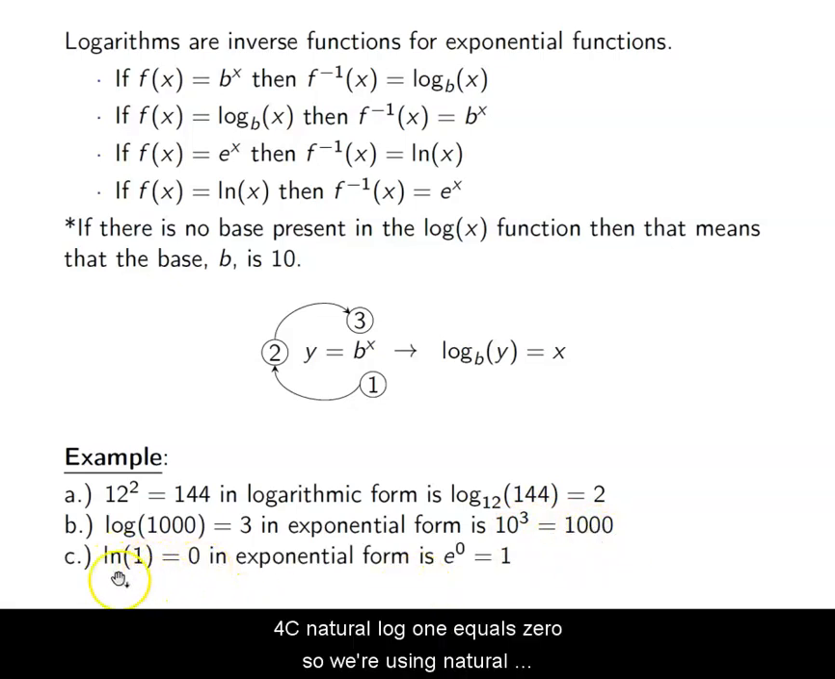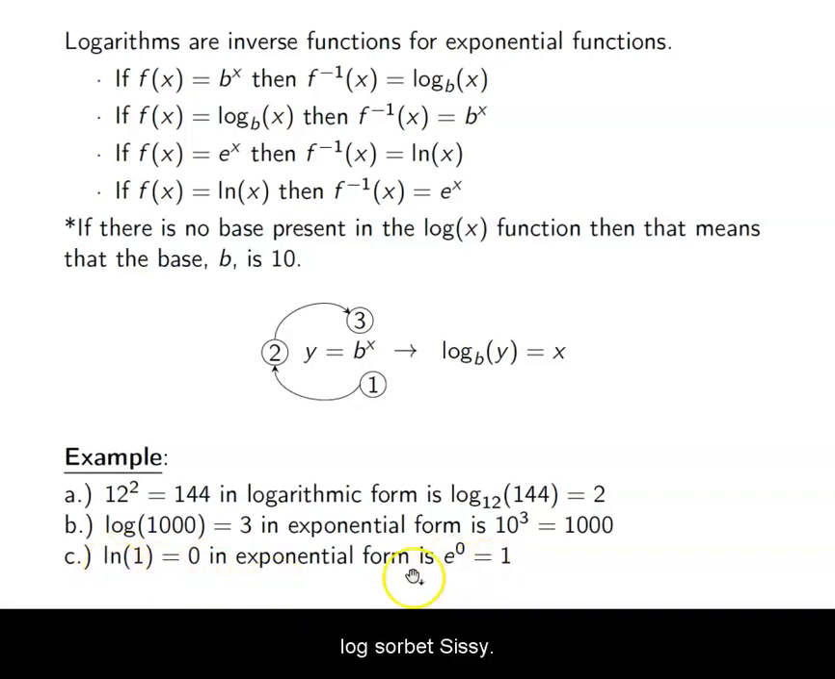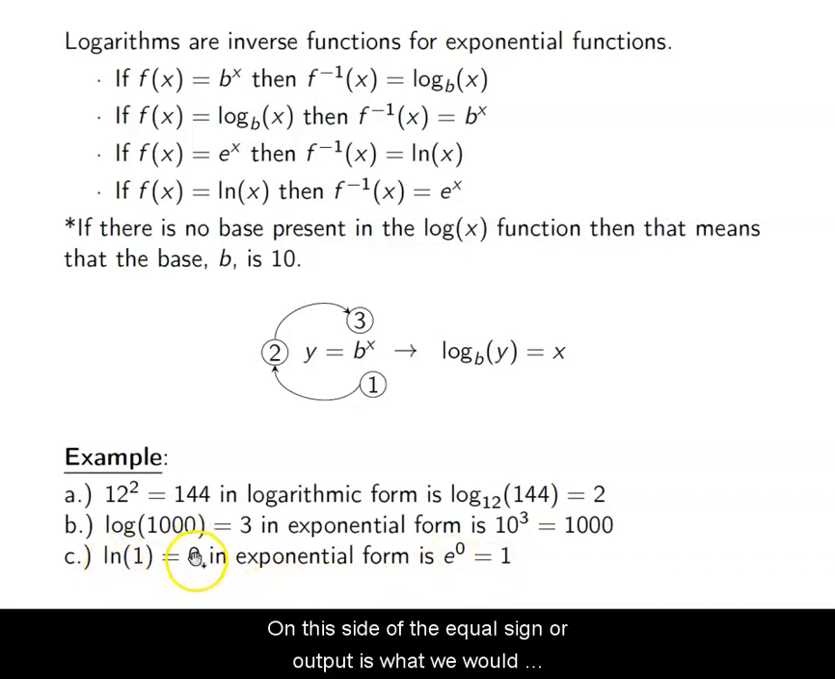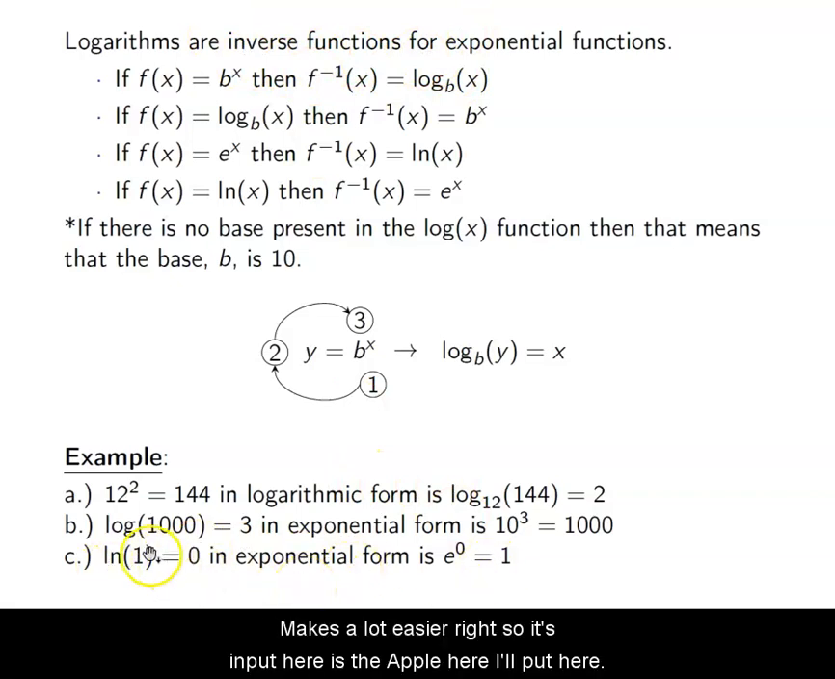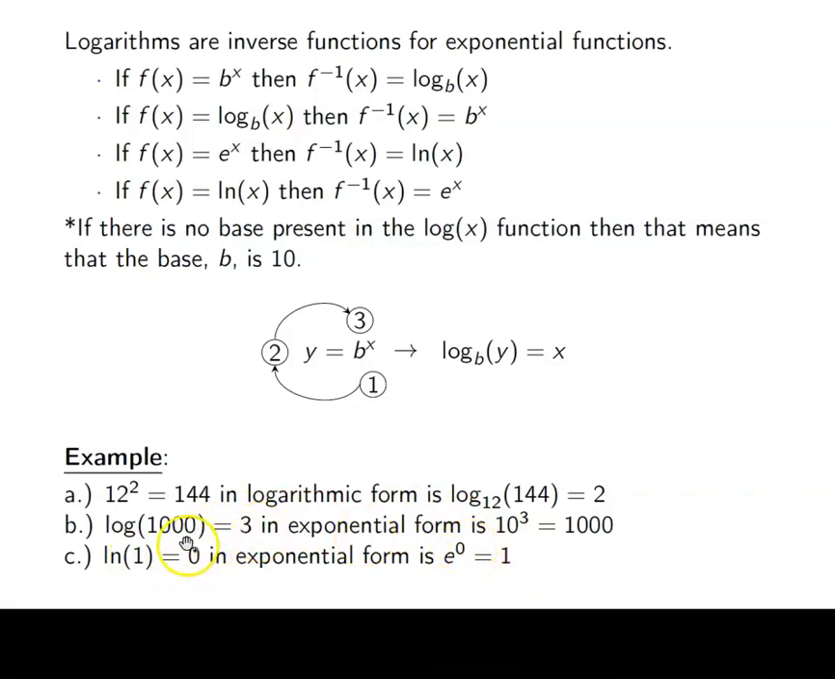natural log of 1 equals 0. We're using natural log, so our base is e. On this side of the equal sign, our output is what we would use here for an input. This input is our output. So again, remember it in terms of inverse functions of each other. It makes it a lot easier. So its input here is the output here. Out, in, out.